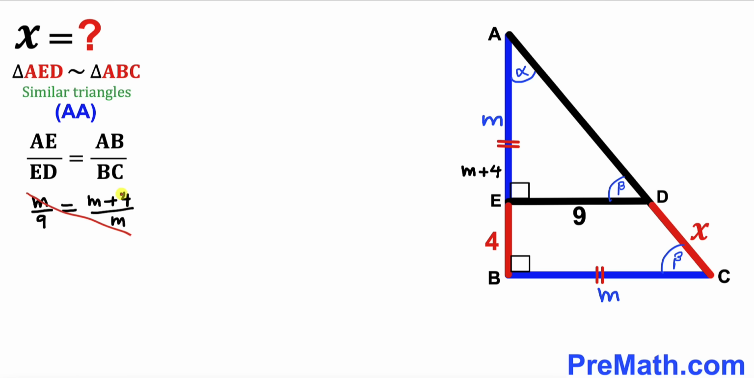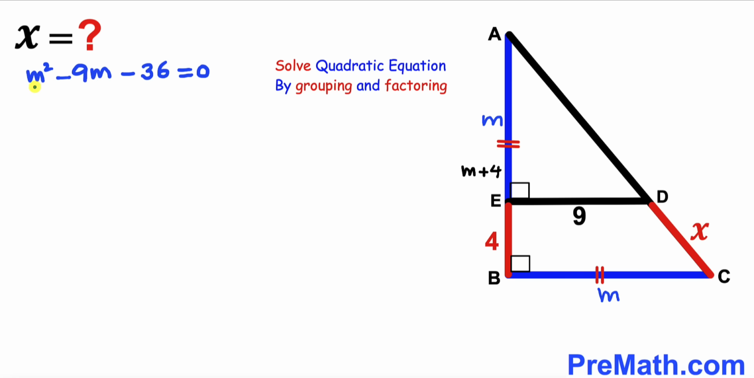Now we are going to cross multiply. So we get m squared equals 9 times m plus 36. Now I am going to move all these terms to the left-hand side. So we end up with m squared minus 9m minus 36 equals 0. This is a quadratic equation, and we are going to solve it by grouping and factoring.